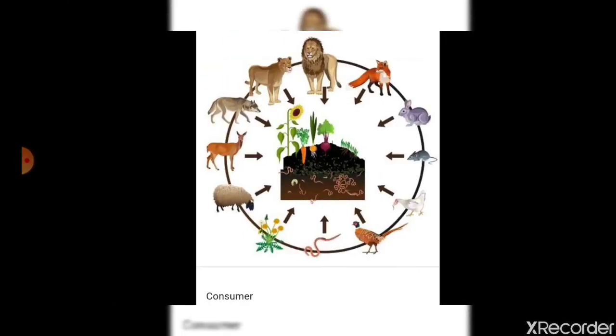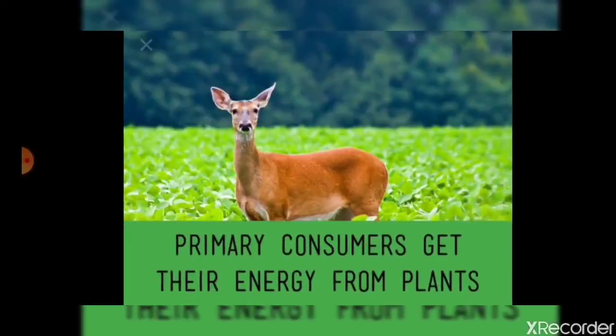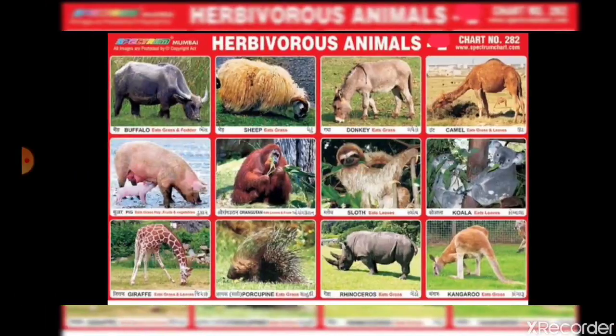Now, consumers. All animals are called consumers. As they can't make their own food, they feed on plants or other animals. They are divided into primary, secondary, and tertiary consumers. Primary consumers eat only plants such as goat, cow, horses, elephants, etc. They are also called herbivores.